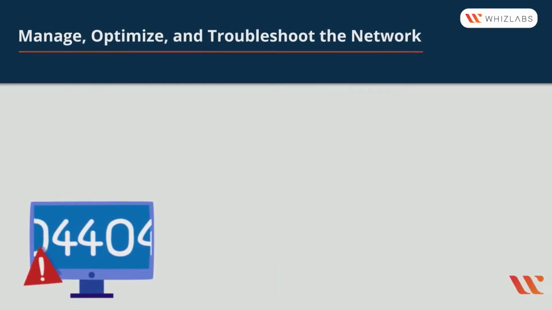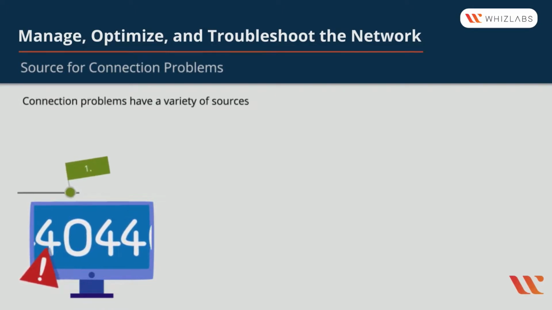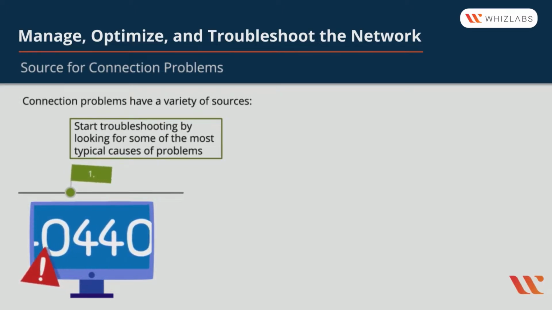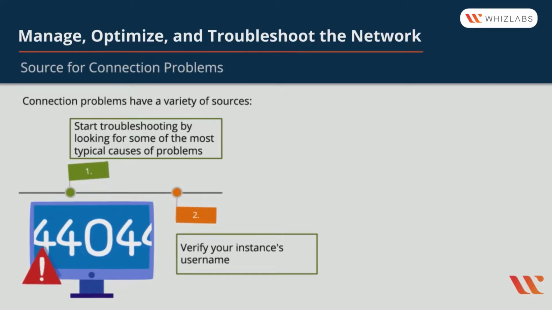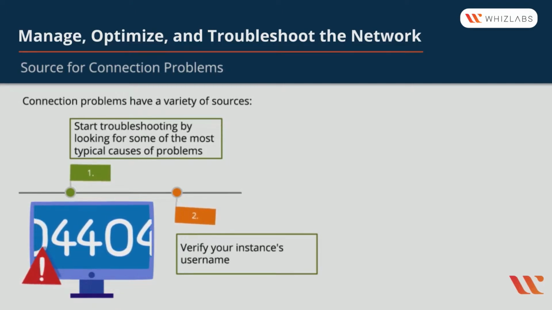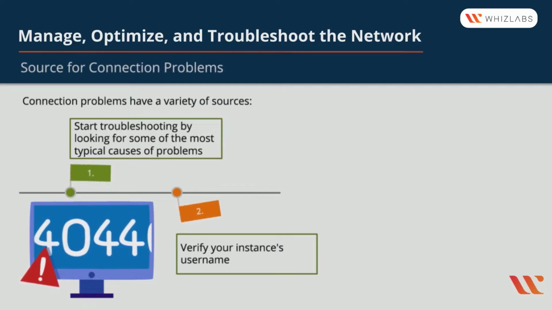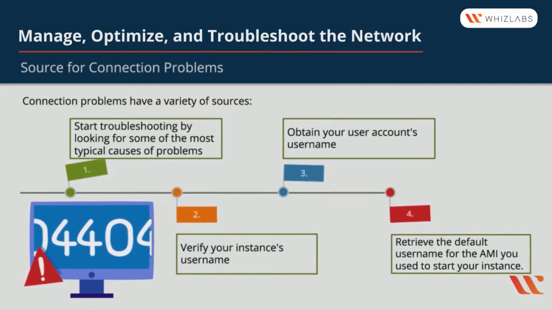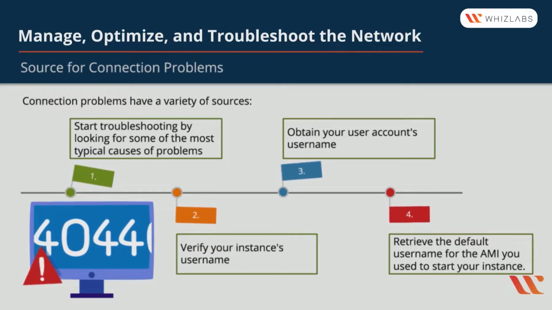Next is sources for connection problems. Here are some of the sources for connection problems. Start troubleshooting by looking for some of the most typical causes of problems connecting to your instance. Verify your instance's username. You can connect to your instance using either your user account's username or the default username for the AMI you use to launch it. Obtain your user account's username. Retrieve the default username for the AMI you use to start your instance.